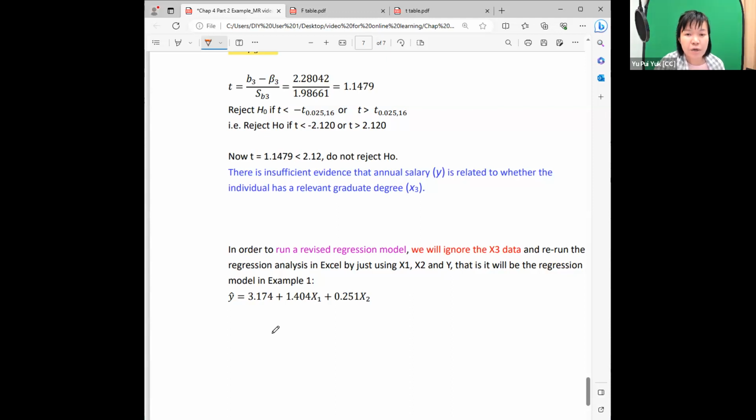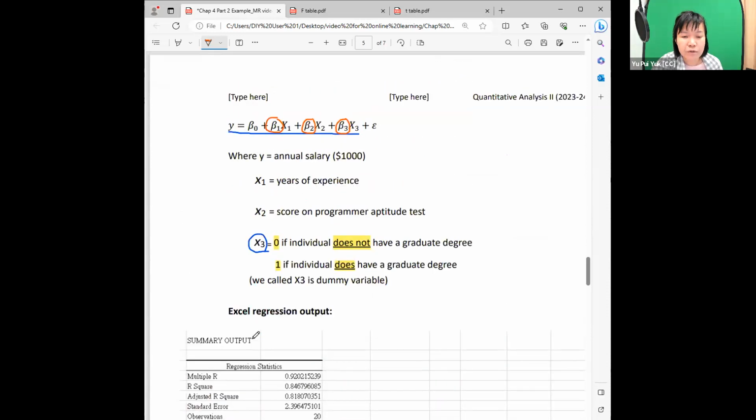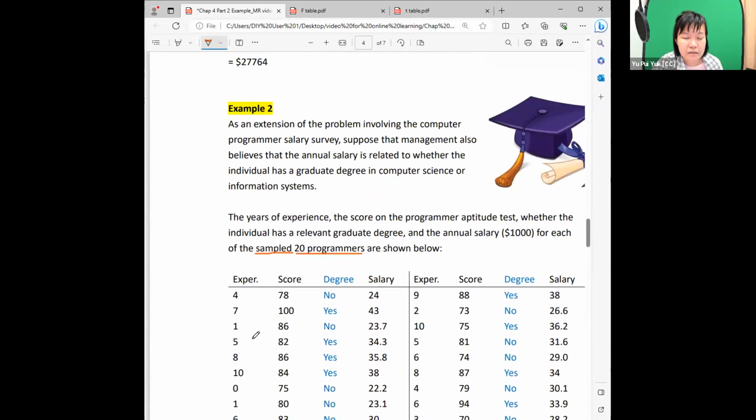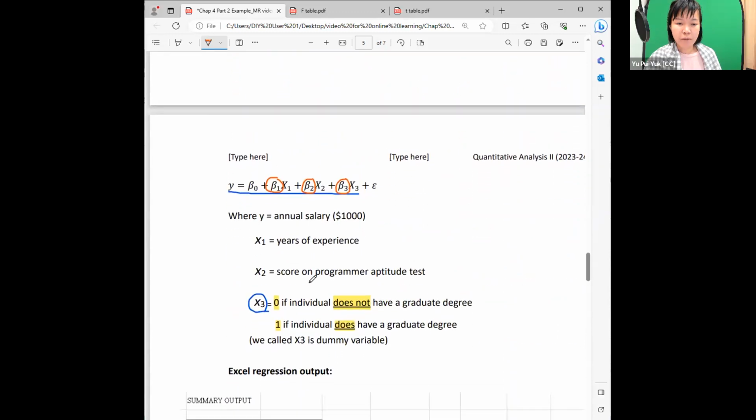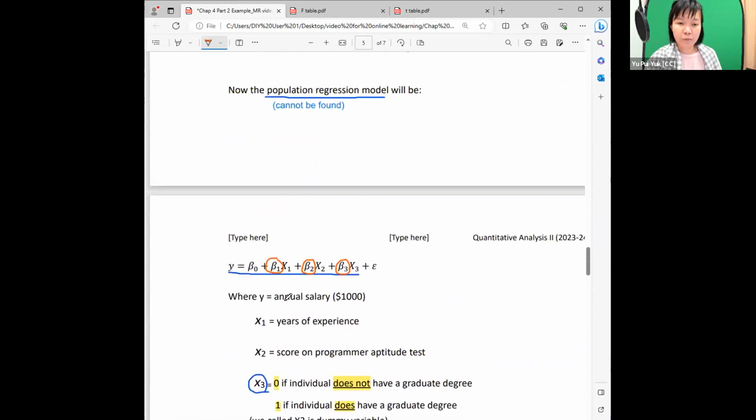All right, so that is the presentation of using Excel to run the regression analysis, using example 2 in our chapter 4 part 2. Again, I will design some assignment which includes some Excel parts, so maybe you will run the regression analysis to answer some questions.